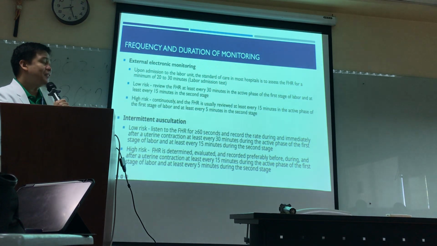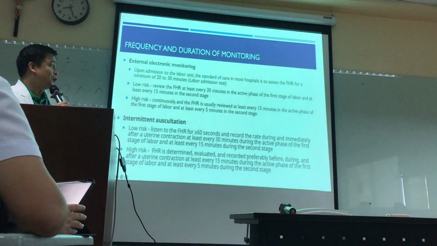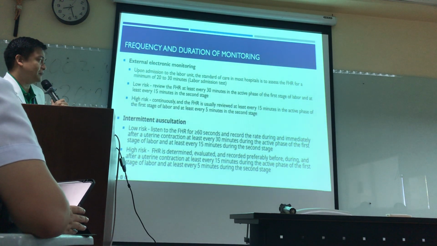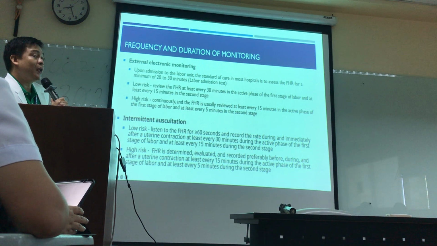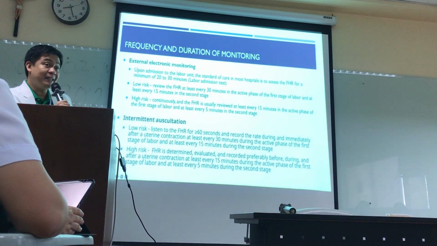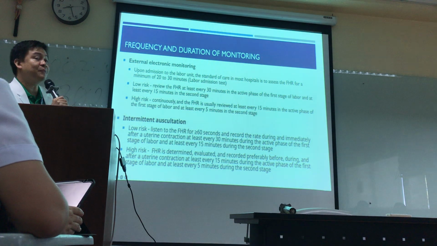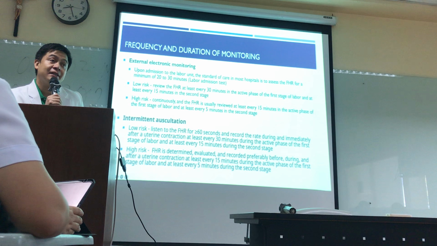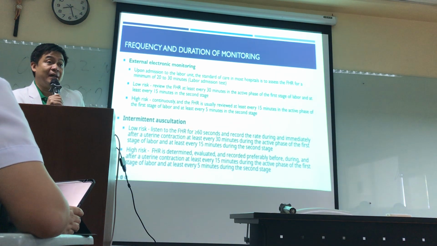For high-risk patients, again, you should monitor the fetal heart rate continuously. Or, if there is no continuous monitoring, you can intermittently auscultate every 15 minutes in the active phase of labor and every 5 minutes in the second stage. So we monitor more frequently when it's high risk.